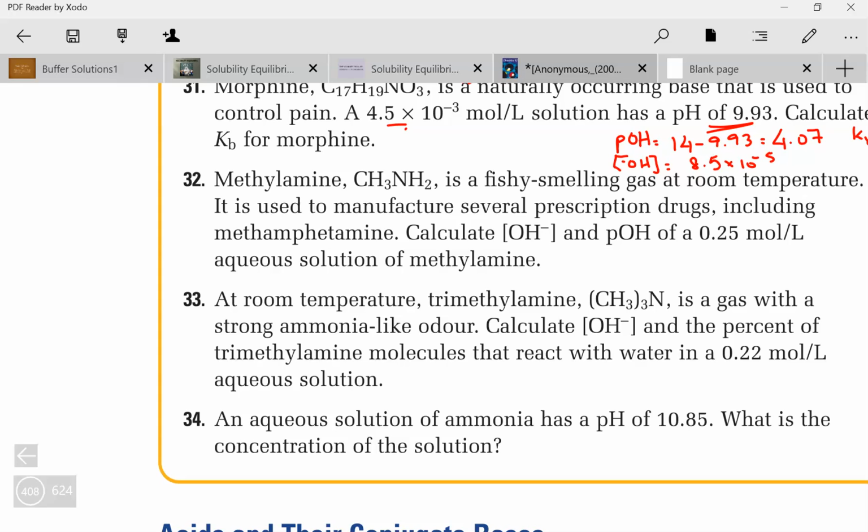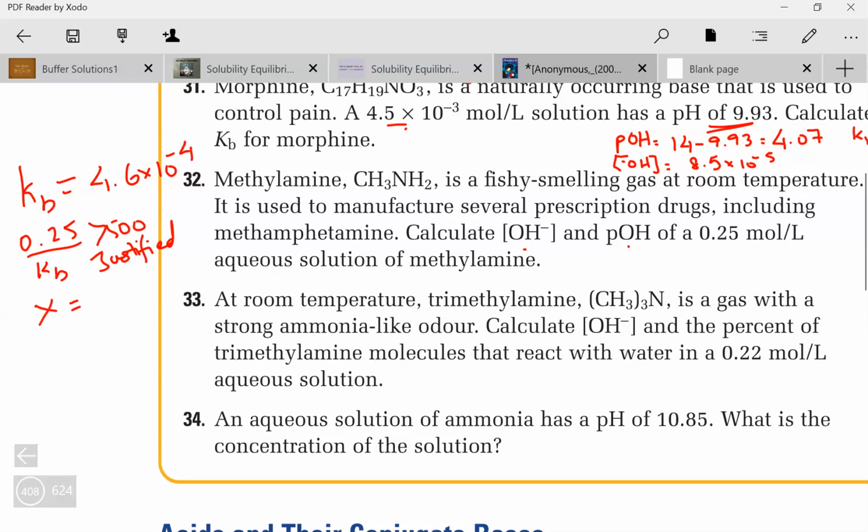0.25 aqueous solution. So calculate OH minus and POH. I know Kb of methylamine from my table is 4.6 times 10 to the power of negative 4. I do 0.25 divided by Kb greater than 500, justified. And so automatically, well, I'll write my expression. Kb is 4.6 times 10 to the power of negative 4. There's no room here, so I'm going to rewrite it here.